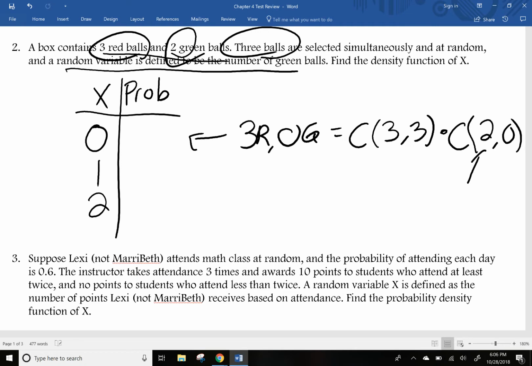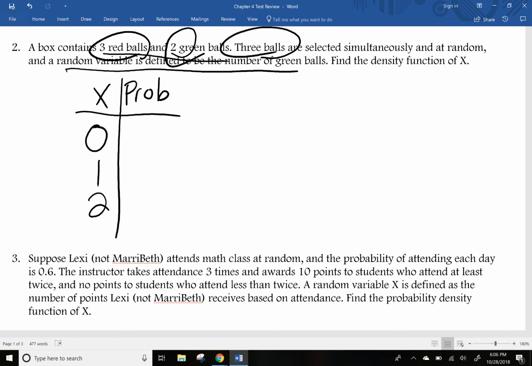So it's a combination of 2 choosing 0. Again, that first number is the total that are in the box, and then 0 is how many you're actually choosing. Let the calculator work that out, and I believe it's just 1. So for 0, the probability is 1 out of 10.